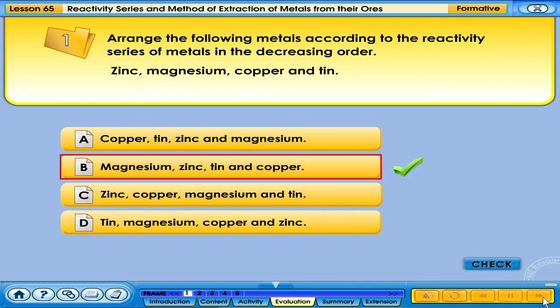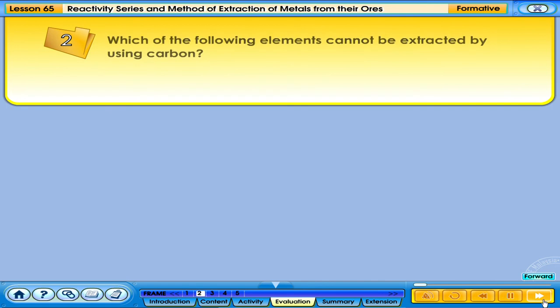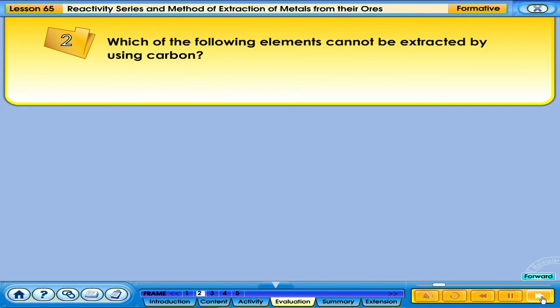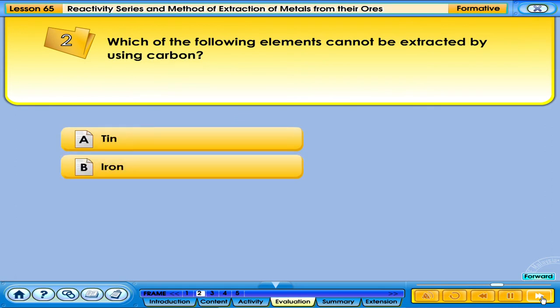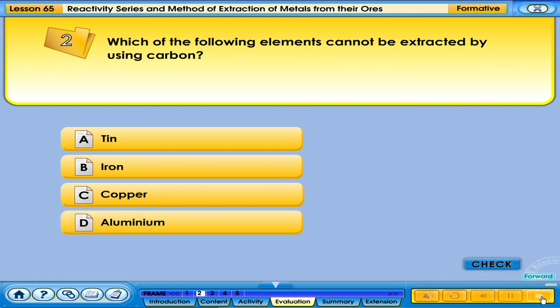Your answer is correct. Which of the following elements cannot be extracted by using carbon? A. Tin. B. Iron. C. Copper. D. Aluminum. Your answer is correct.